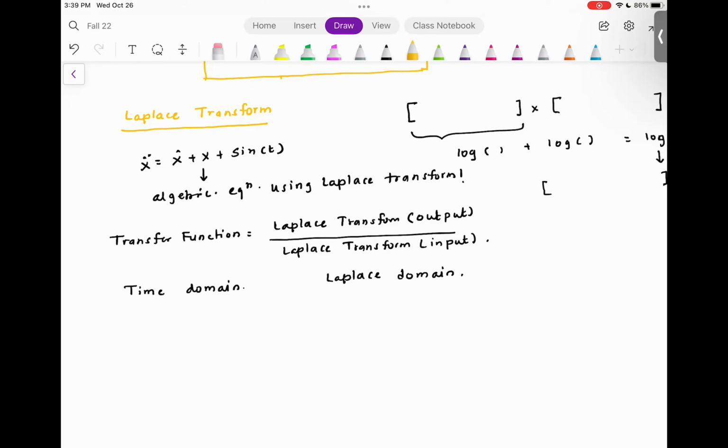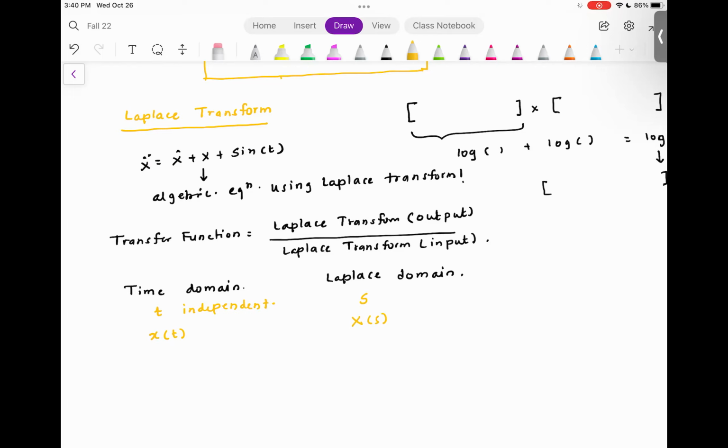So in time domain, your independent variable is t. T is your independent variable. And in Laplace domain, your independent variable is s. In time domain, your state or dependent variable is x, small x, that is a function of t. In Laplace domain, it is capital X, which is a function of s. Everyone understood this?